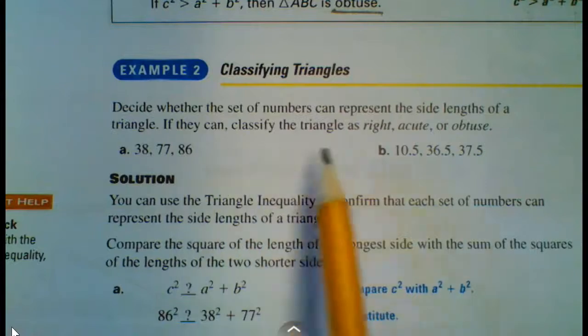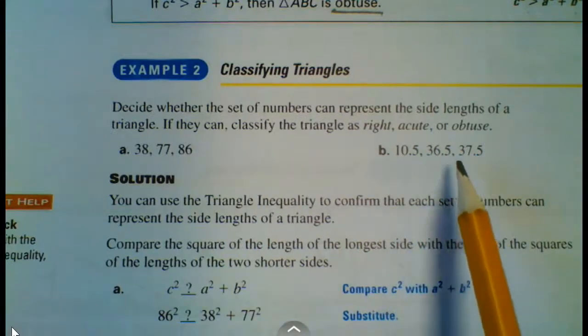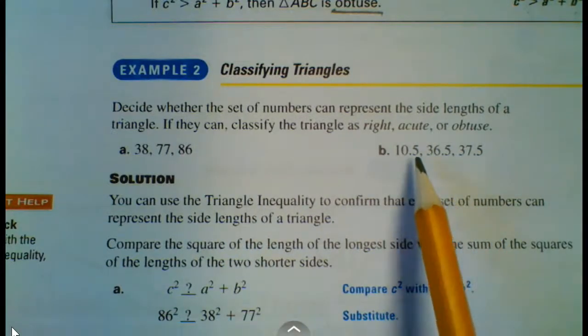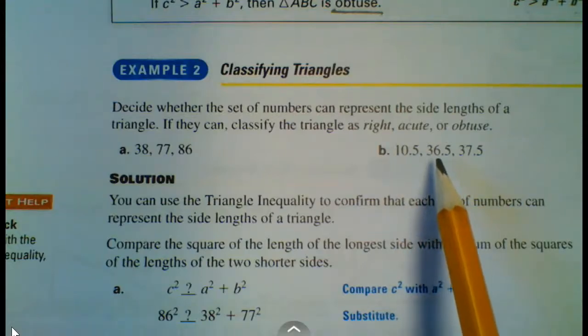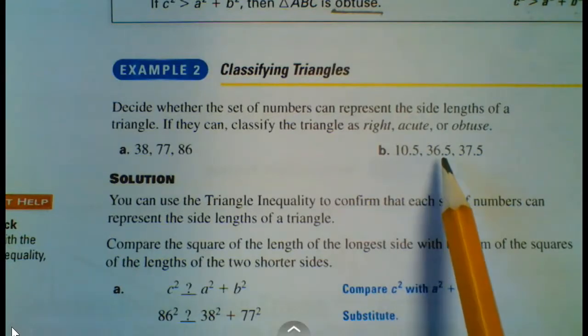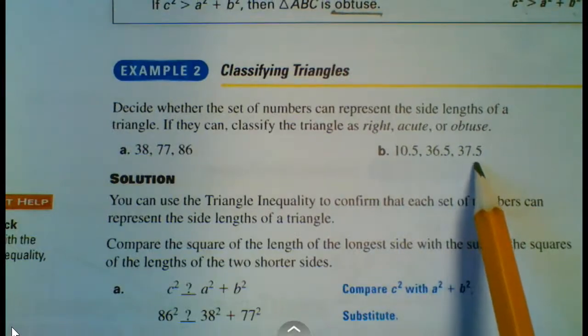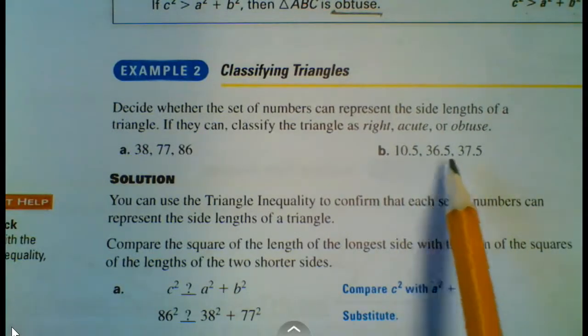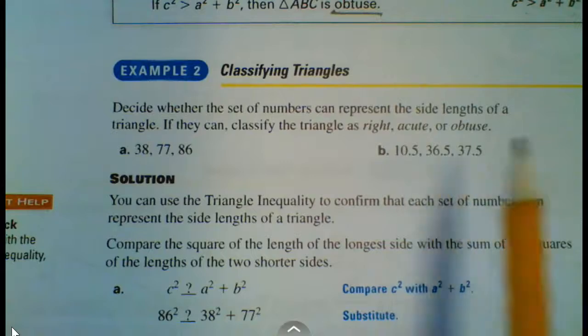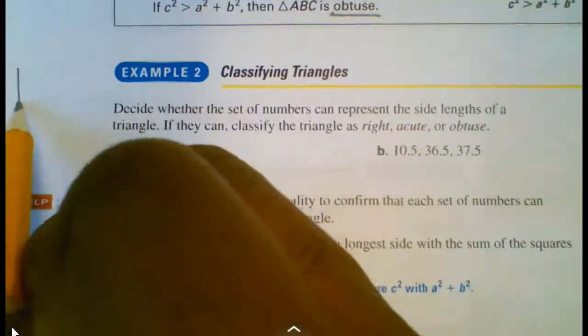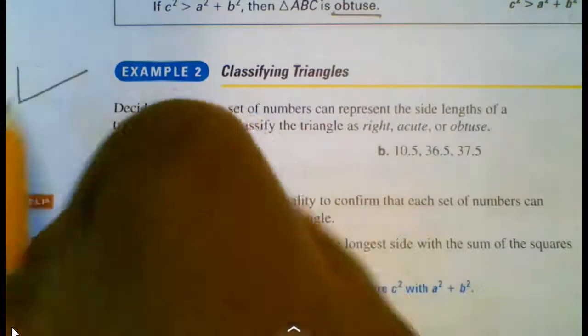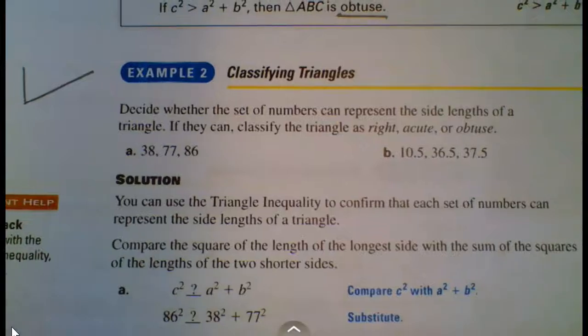That's a triangle. And if you look at this one, the two smaller sides are these two. If you add up 10.5 and 36.5, that adds up to be about 47, and that's larger than the third side. So this also constitutes a triangle. That's just the basics of being a triangle. You couldn't have two sides that don't add up to be bigger than the third side.